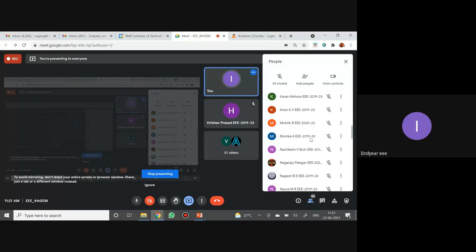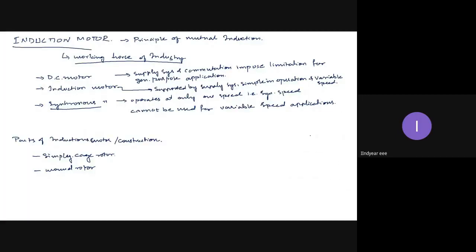Karan Kishore. Yes, sir. Is it right what he told? Simply cage rotor and wound rotor are the two types of induction motors? Sir, it is squirrel cage rotor and wound rotor, sir. It is squirrel cage rotor and wound rotor. I don't know from where he got simply cage rotor.